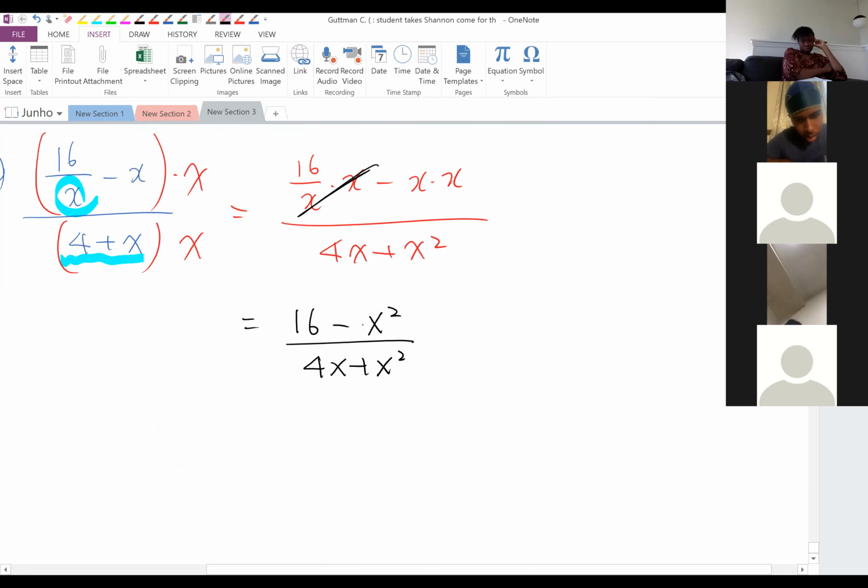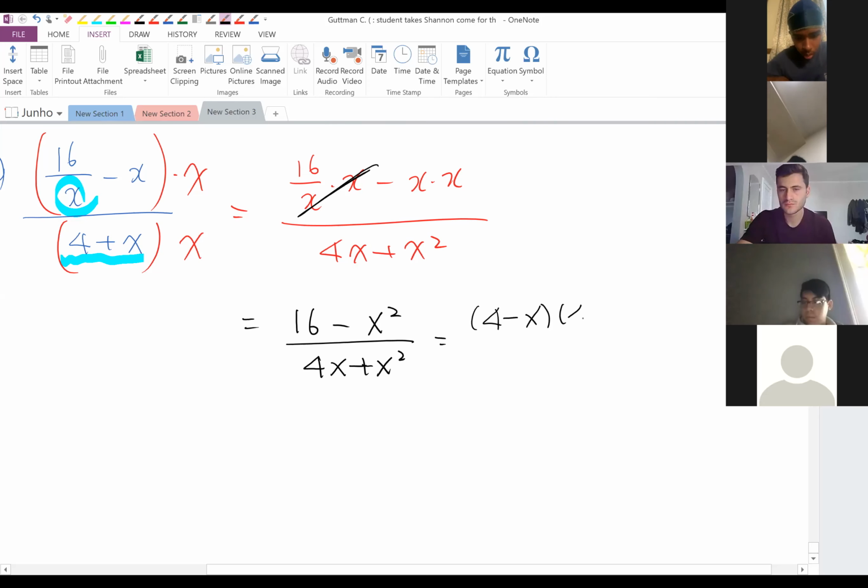Now, binomial over binomial, so you need to factor. Okay, who can tell me the factoring for 16 minus x squared? 4 minus x, 4 plus x. Yes, 4 minus x, 4 plus x over, what's the common factor between 4x and x squared? X. Okay, then x, 4 plus x.